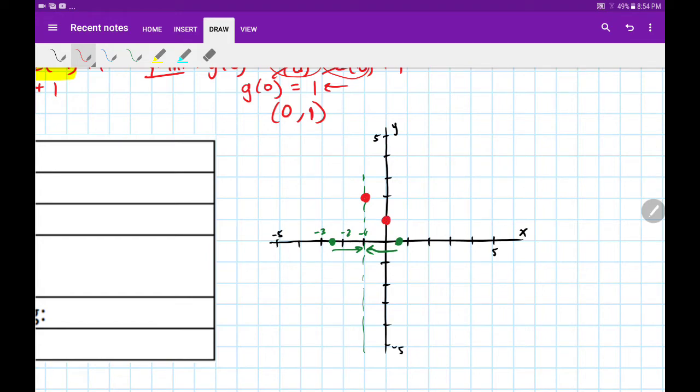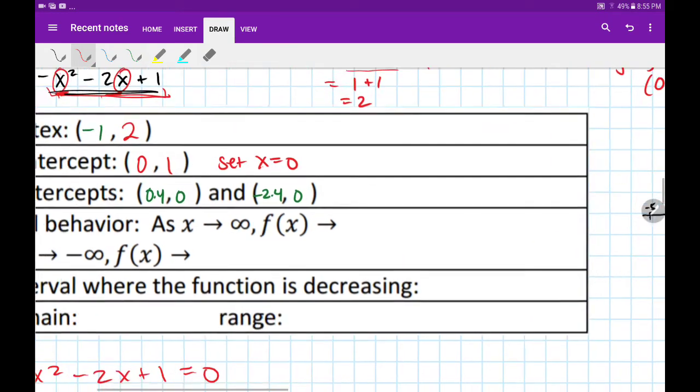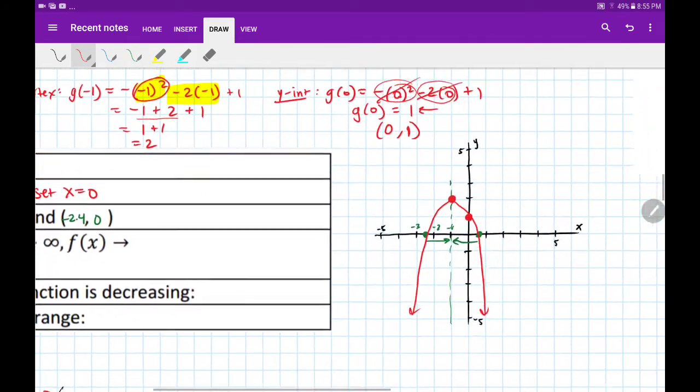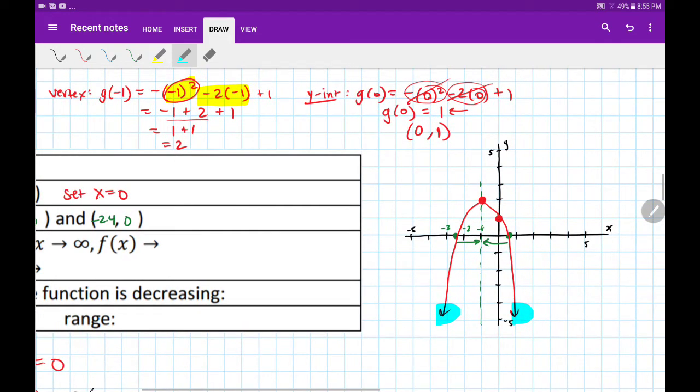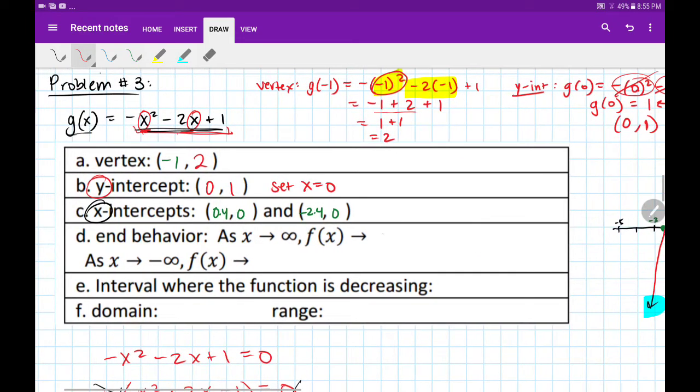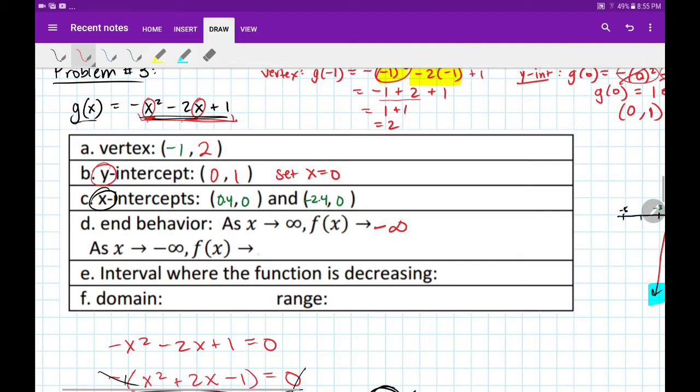And now we get to connect it as a smooth curve. Looks like this. Very nice. Okay, let's focus on our end behavior. So that means we're looking at the arrows. So notice that both to the left and to the right side, our y values are approaching negative infinity. They're going down forever. So negative infinity and negative infinity.